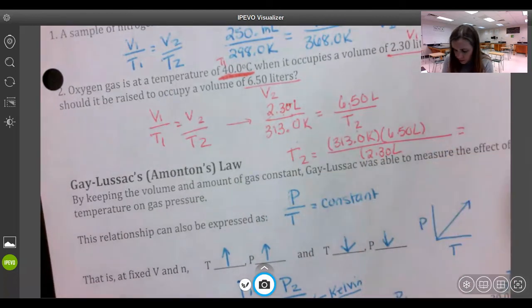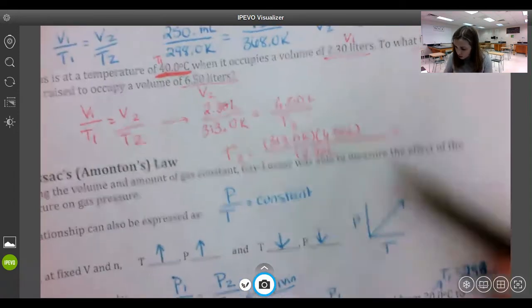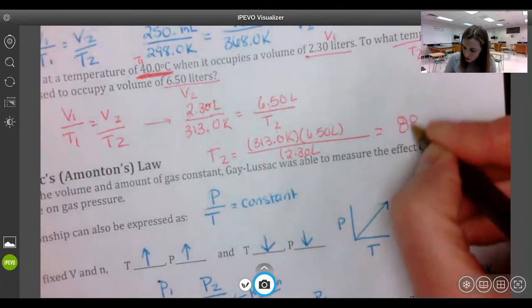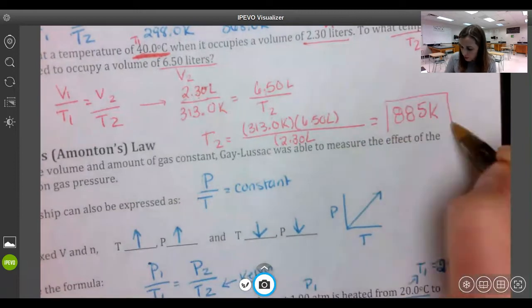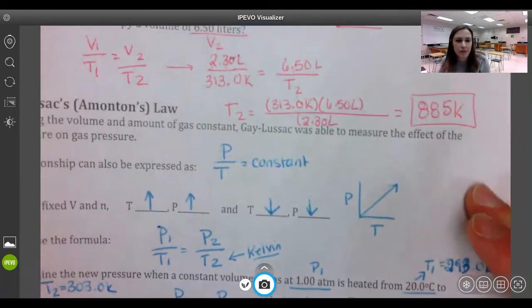When you solve that and round to 3 sig figs, you should end up at 885 Kelvin, and that would be my final answer there. Remember, no degrees sign with Kelvin, you just put the K, nothing else.